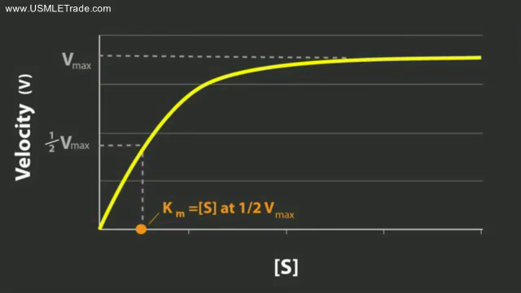Now, Km reflects the affinity of the enzyme for its substrate. If the enzyme has higher affinity for the substrate, the slope of the graph will be steeper. You're going to get to Vmax much faster, so Km will be lower. So a lower Km means that the enzyme has higher affinity for the substrate. It doesn't take as much substrate to get to half Vmax. So far so good, I hope.